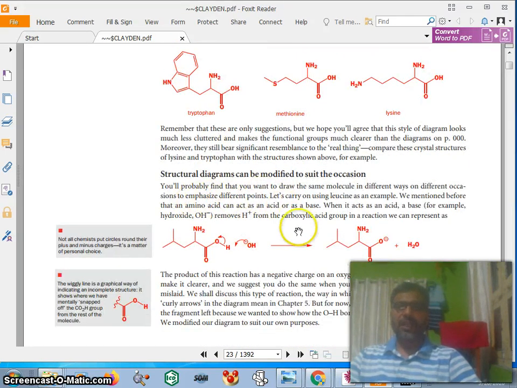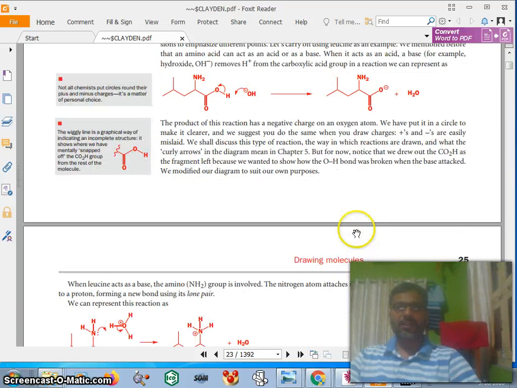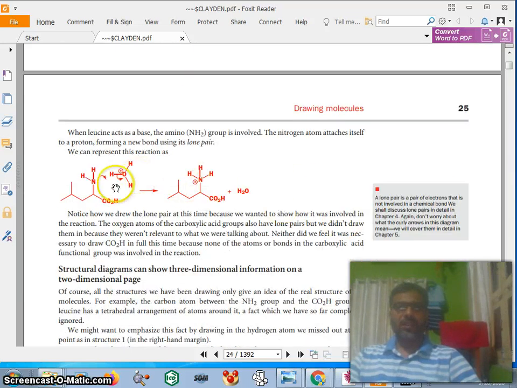Now structure diagrams can be modified to suit the occasion, like this. You see, this is now the representation of this. The same way you can represent, because if you write the NH2, then there is confusion. Now it is clear this lone pair of electrons is approaching this hydrogen, and the oxygen-hydrogen bond will break and form water, and the situation becomes like that.